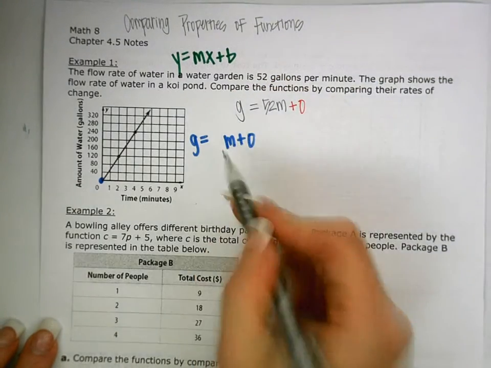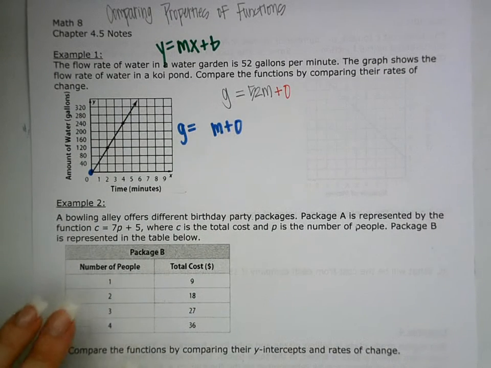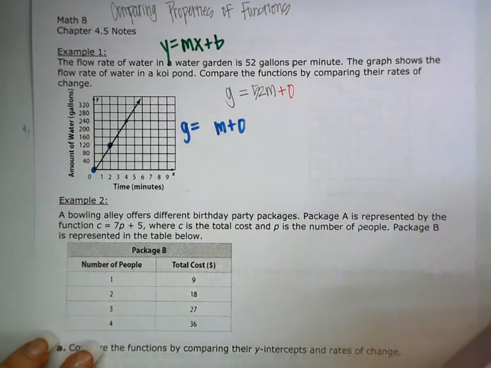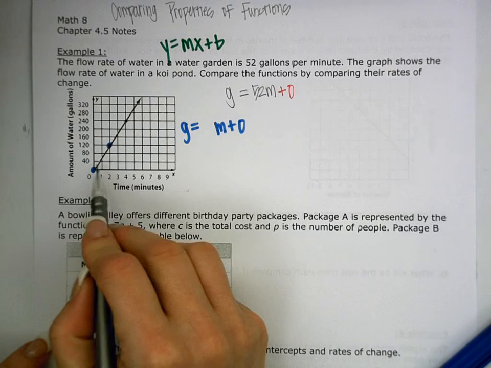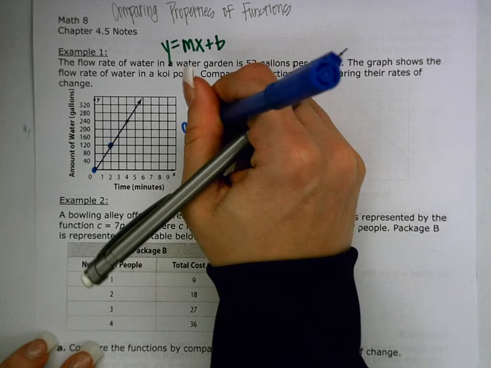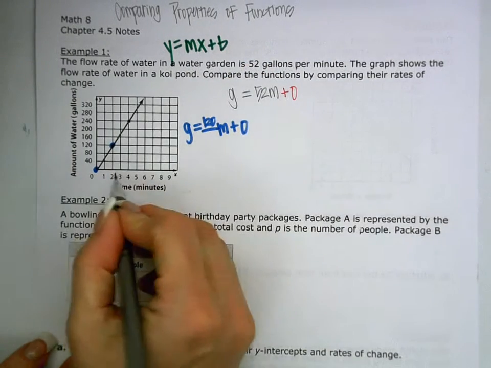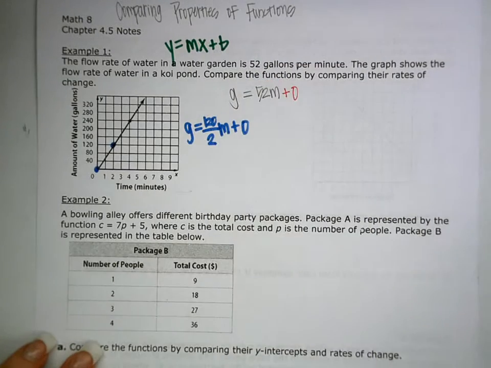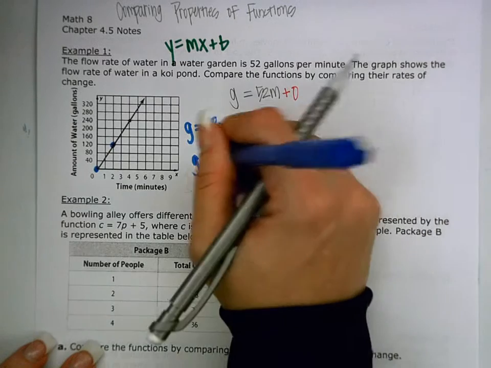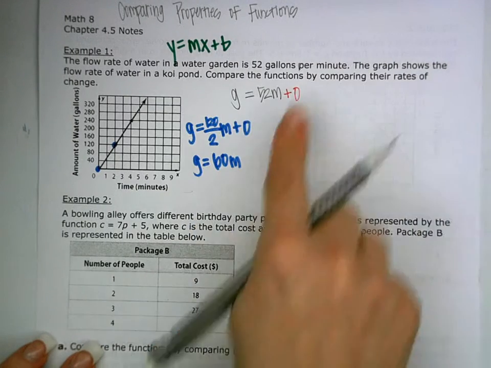How do we find its slope? Any ideas? Slope is rise over run. If I wanted to get from 0, 0 to, this one has dots for you, how far would you go up? To go from here to here, how far would you have to go up? 120. And how far would you have to go over? Over 2. Then you can simplify that. G equals, what's 120 over 2? 60 M. And do we really need to write the plus 0?